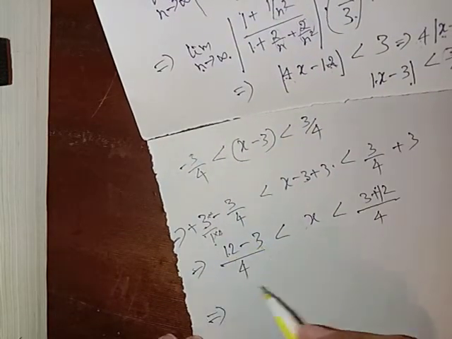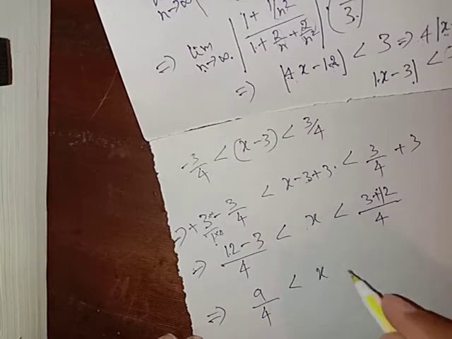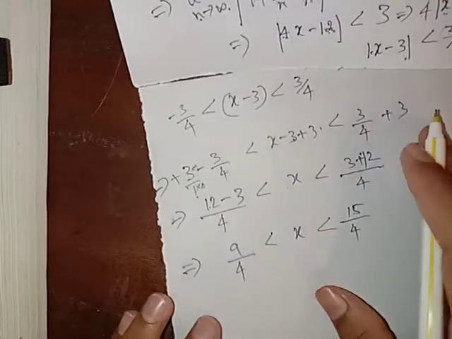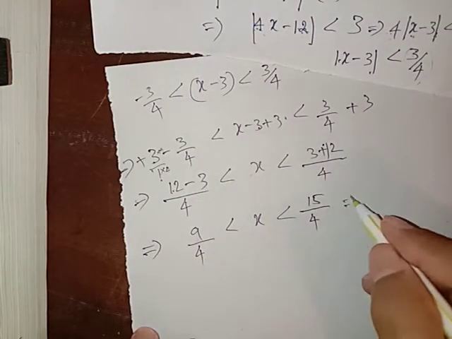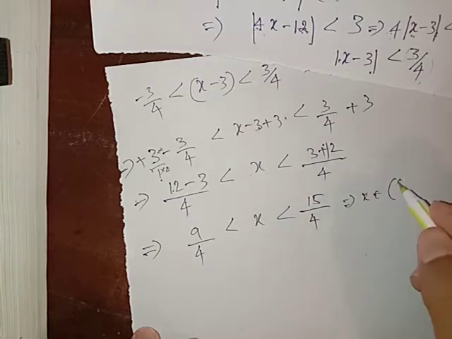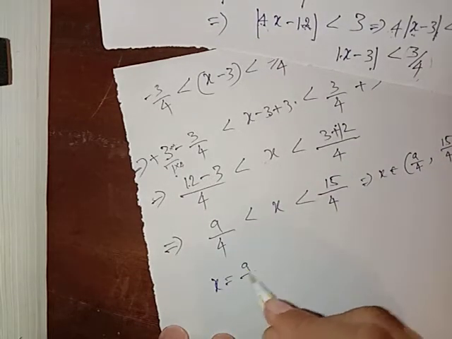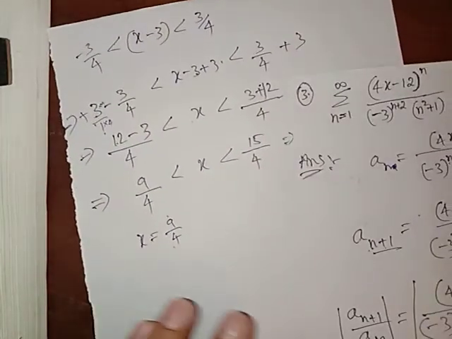Now 12 minus 3 is 9 by 4 is less than x is less than 15 by 4. Now this is one interval. Here this end is excluded. This shows the interval x belongs to (9/4, 15/4). Now we have to check what happens at x equal to 9 by 4.